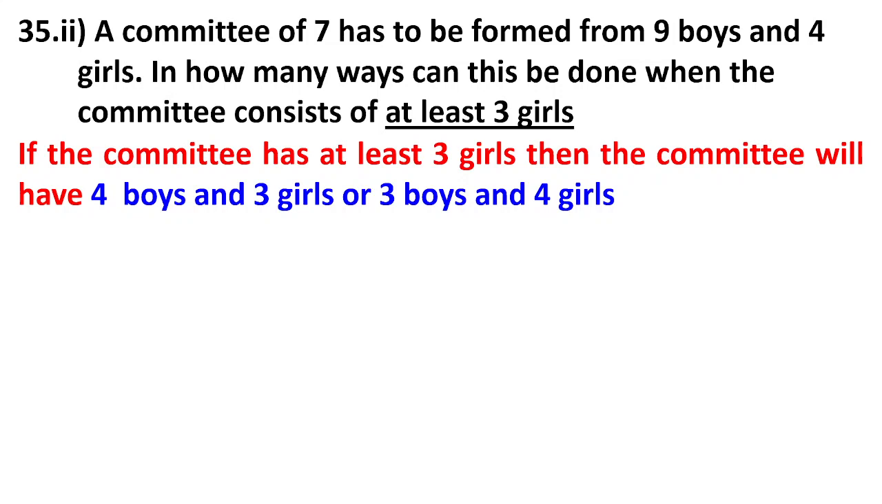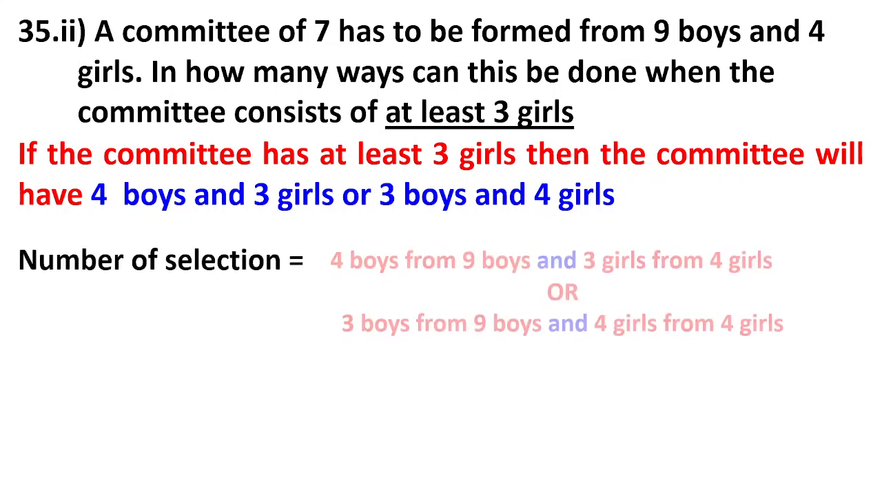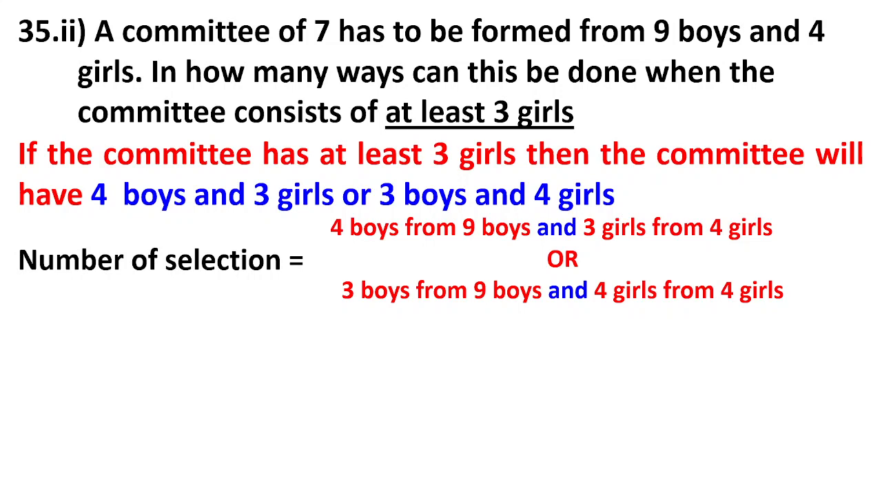When 4 girls are there, there should be 3 boys. Therefore the number of selections will be like this: 4 boys from 9 and 3 girls from 4, or 3 boys from 9 and 4 girls from 4. Converting it into combinations, 9C4 into 4C3 plus 9C3 into 4C4. Plus is coming because it is the first or the second.